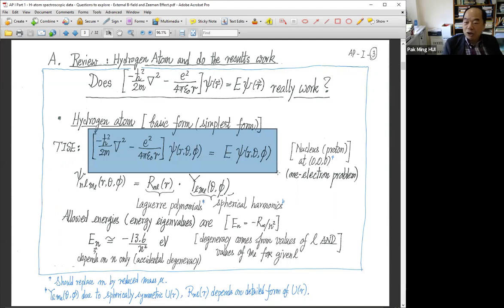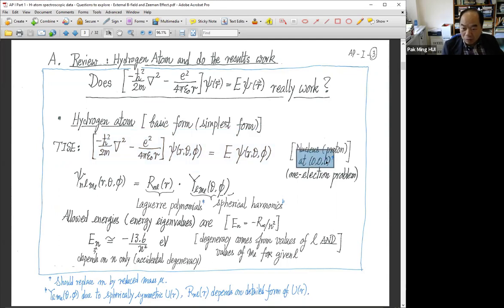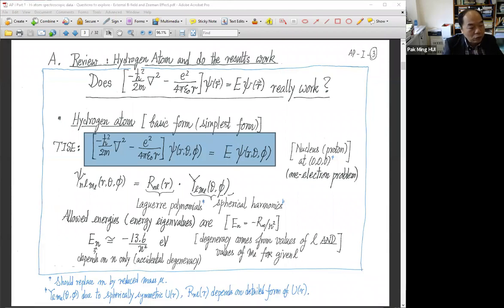You have this Schrödinger equation. This is a 3-dimensional problem. The nucleus is assumed at 0, 0, 0. That's why you have the R. Actually, this M should be replaced by the reduced mass to be correct. Nonetheless, we use M here for the moment. Okay, you solve this. Then this falls into a class of problem called central force problems.